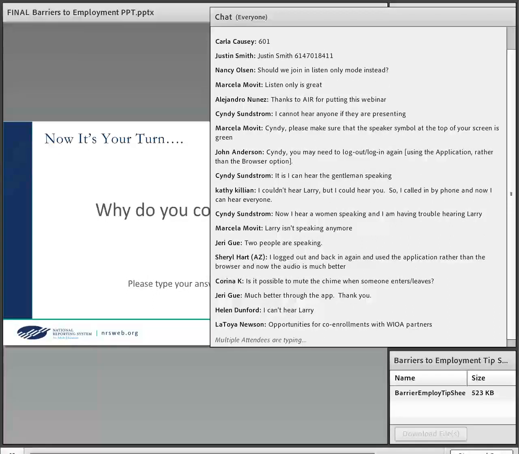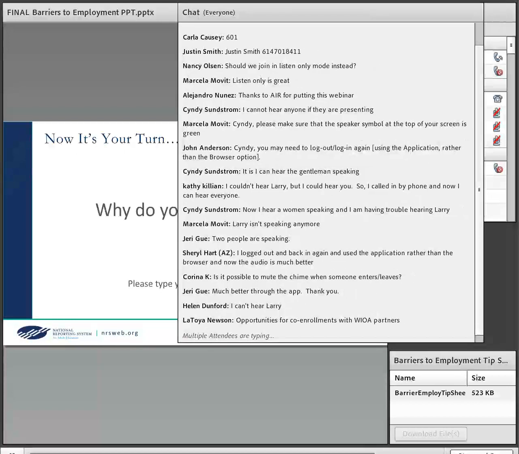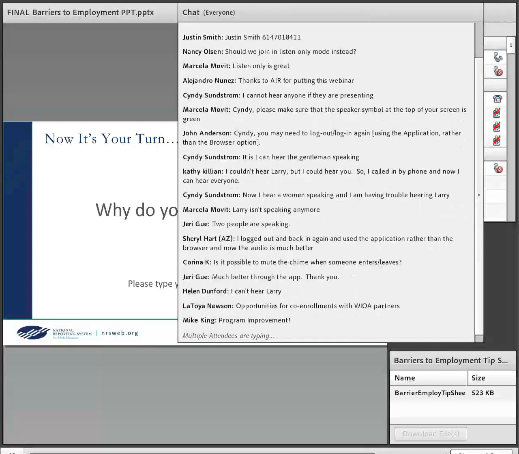So, opportunities for co-enrollment with WIOA partners, right? If we don't have that data to share with our WIOA partners, it often makes it a little bit more difficult. Program improvement, yep, we can use this data to help us figure out how to better serve those students who perhaps are facing some barriers.